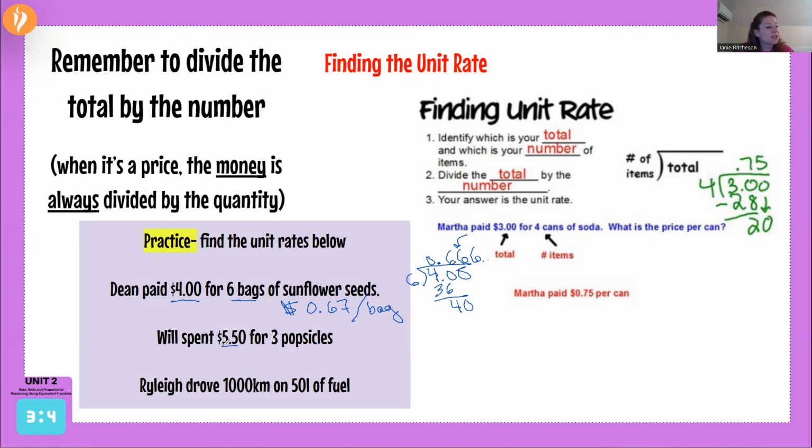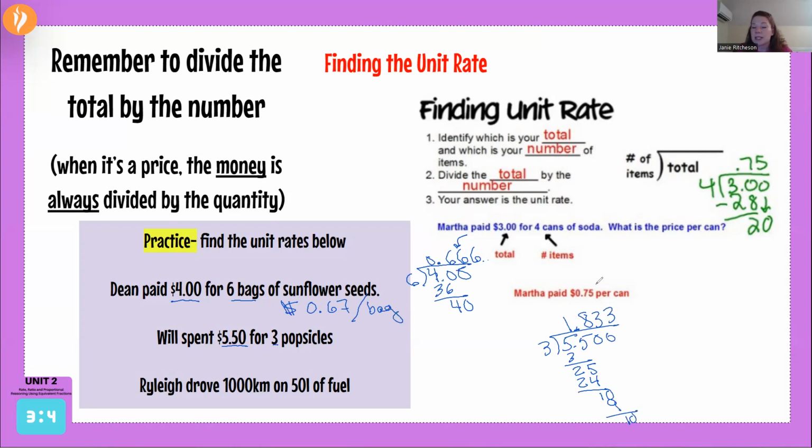Will spent $5.50 for 3 popsicles. How much did he spend per popsicle? So we would divide the money, $5.50, by 3. 3 will go into 5 once, with 2 left over. 5 goes into 25 8 times. 8 times 3 is 24. Subtract and get 1. Bring down my 0. 3 will go into 10 3 times, with a remainder of 1 again. And I would see that my 3 keeps repeating.